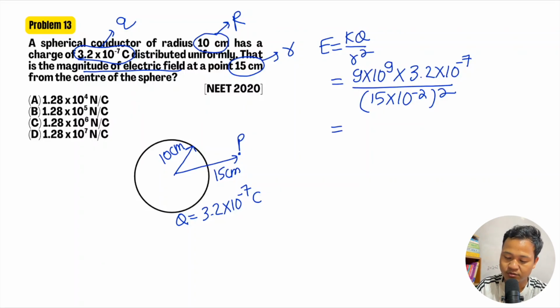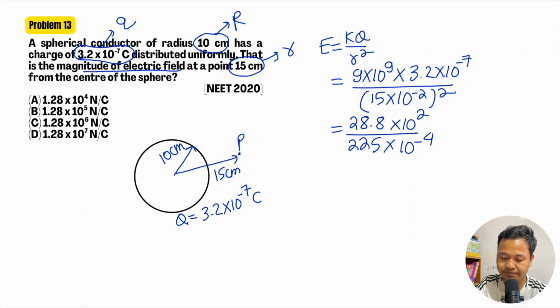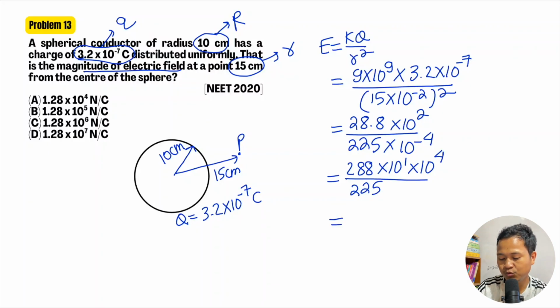So I will have 9 2 are 18, 9 3 are 27, 288 into 10 power 2, divided by 15 square, which is 225 into 10 power minus 4. So here I will have 288 into 10 power minus 3, minus 1 plus 1, so it is 10 power 5, not 4, divided by 225. 288 by 225 is 1 point something, and the option I have is 1.28.